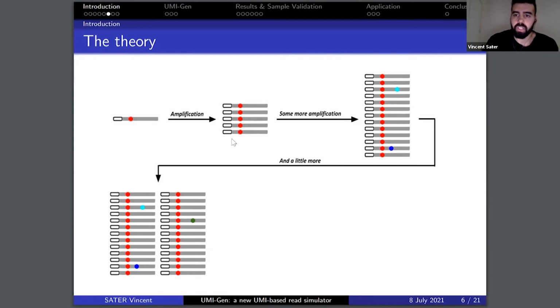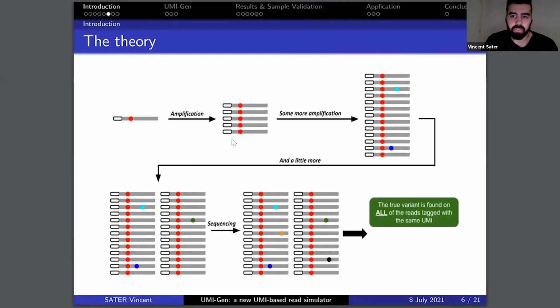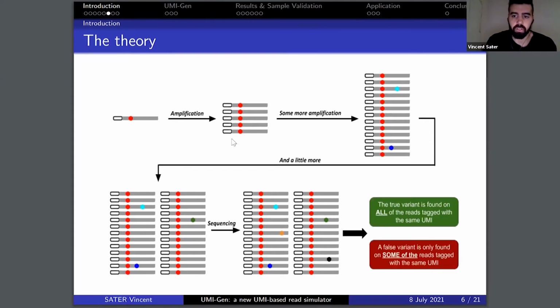On the other hand, during the amplification and the sequencing steps, PCR and sequencing errors occur in the fragments. In this case, the error is specific to the fragment on which it occurred and not to all fragments with the same UMI group. This is how using UMI tags allows us to distinguish between true variants caused by a mutation on the DNA and false positives caused by PCR or sequencing errors. If the variant is found on all the reads tagged with the same UMI, then it is a true variant. However, if only some of the reads tagged with the same UMI group present a variant, it is considered as an artifact.